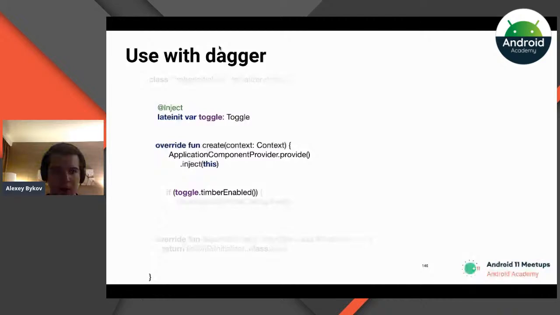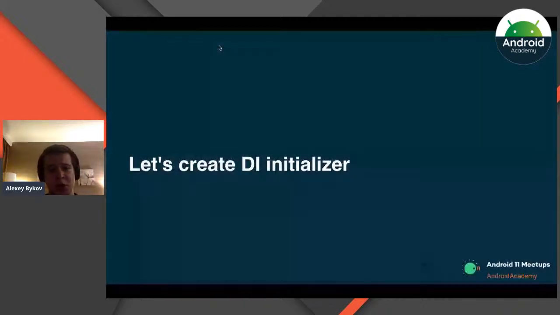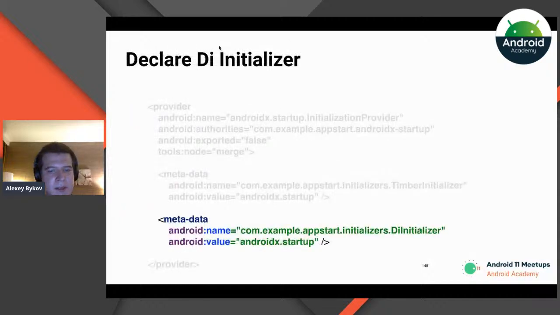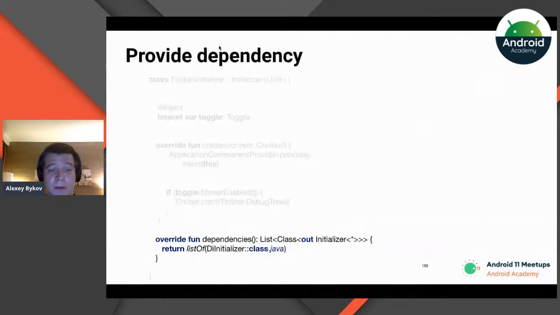So what we need is to create our dependency injection initializer. That would be like this one. I know that for now we have Hilt, but actually we have a lot of code on Dagger for now. So we can initialize our application component here inside its own initializer and put dependencies as an empty list. Then declare it in our manifest file, and then declare it as a dependency to Timber initializer. And actually, that's it.